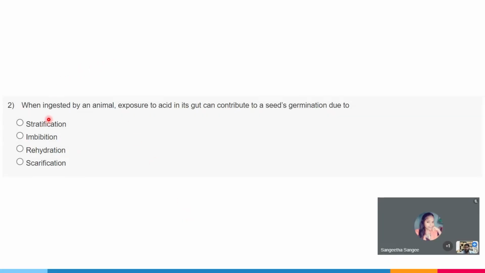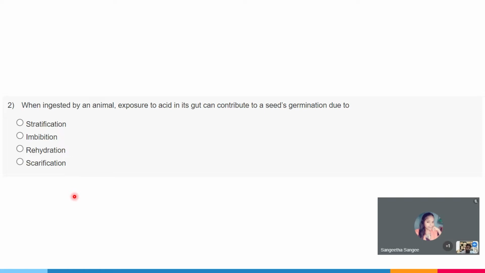The next question is, when ingested by an animal, exposure to acid in its gut can contribute to seed germination due to which of the following? So, as we just discussed, the seed needs to be propagated far away from the parent plant in order to germinate and successfully give rise to a new organism. But how exactly does the seed know that it has traveled enough, or enough time has passed that it should start germinating now, or that the conditions around it are favorable for it to germinate?